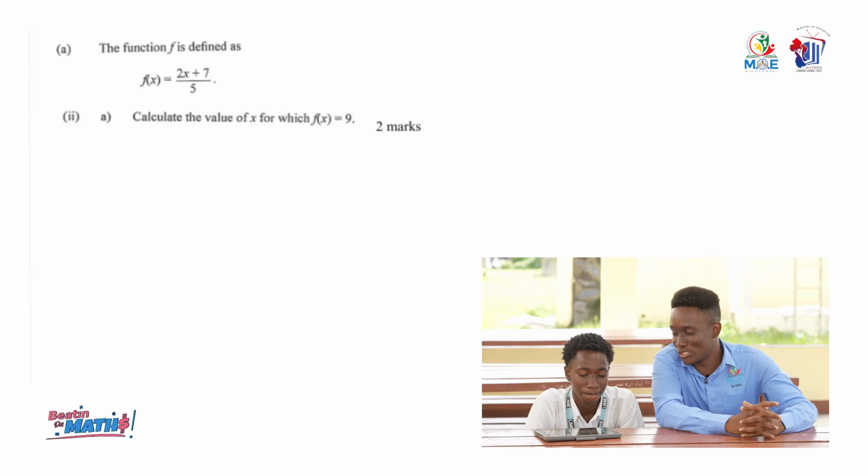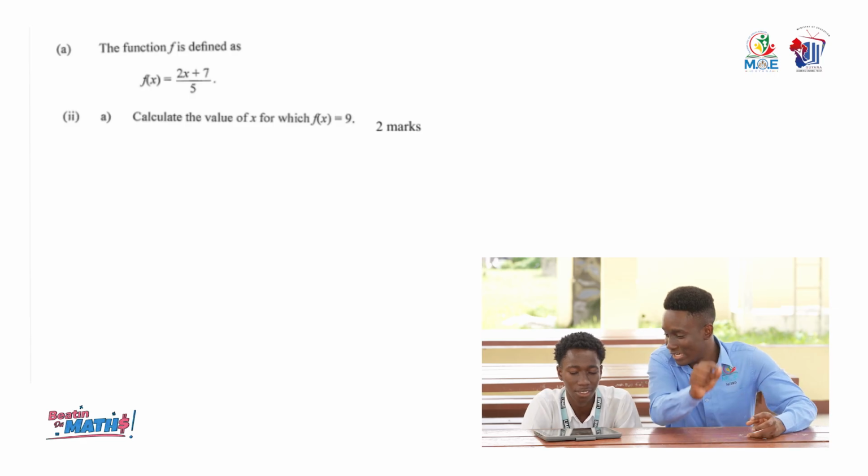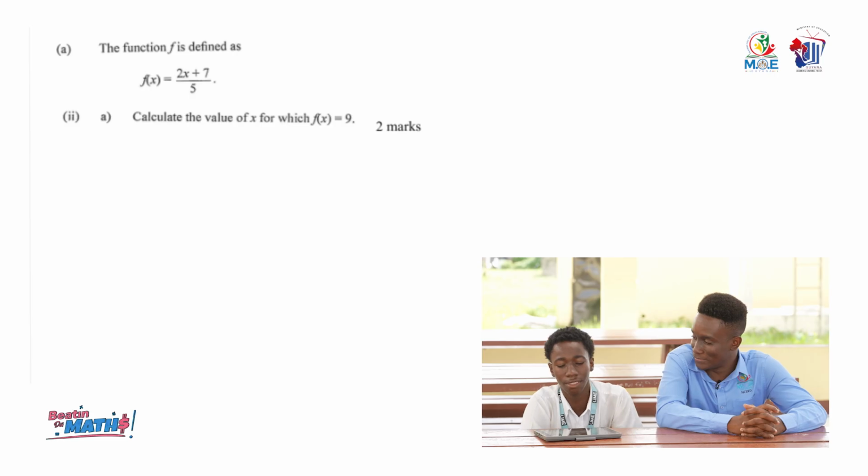So your question says, the function f is defined as f of x is equal to 2x plus 7 all divided by 5. They want you to calculate the value of x for which f of x is equal to 9. And this question is worth 2 marks. So the floor is yours.